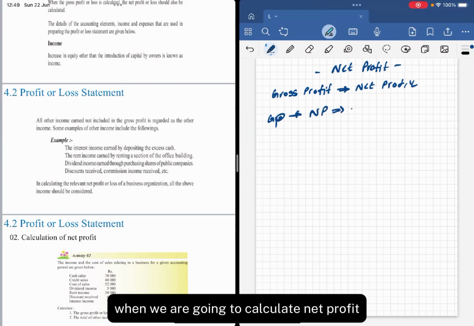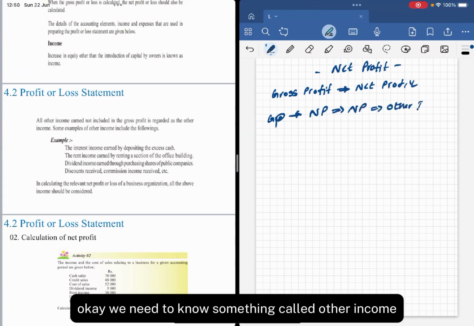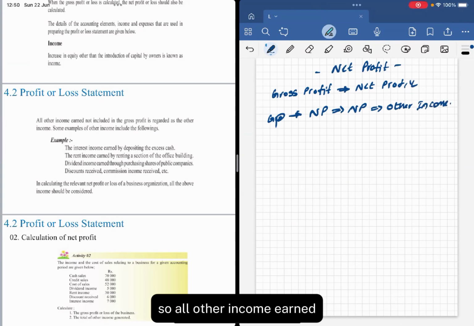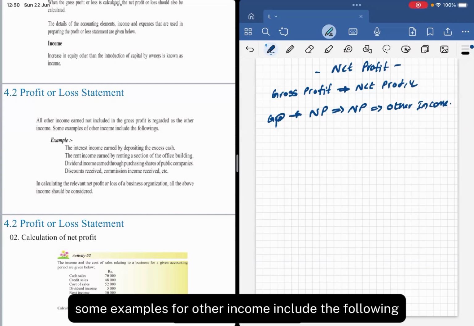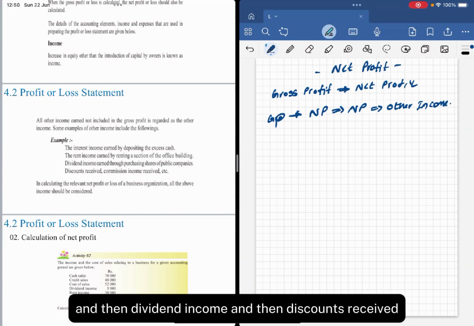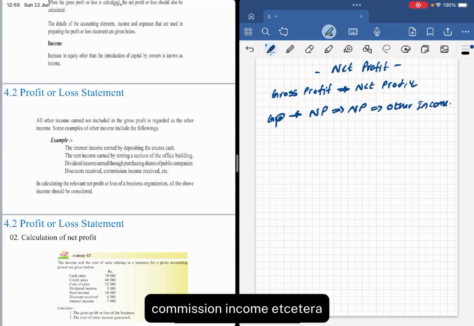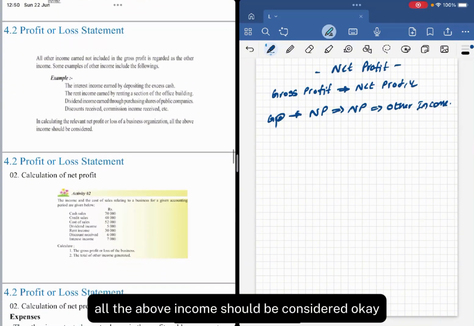When we are going to calculate net profit, we need to know about something called other income. All other income earned not included in the gross profit is regarded as other income. Some examples for other income include the interest earned by depositing excess cash, rental income, dividend income, discounts received, commission income, etc. In calculating the net profit or loss of a business organization, all the above income should be considered.